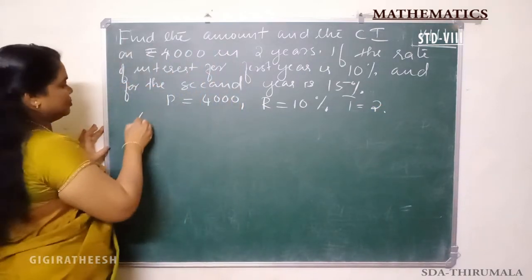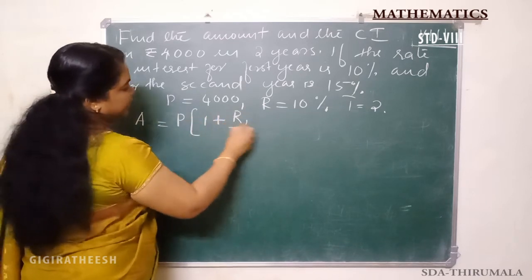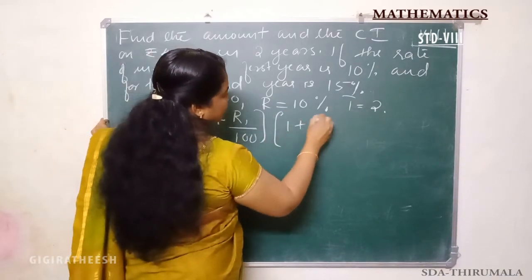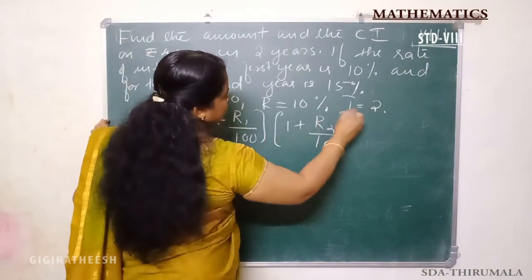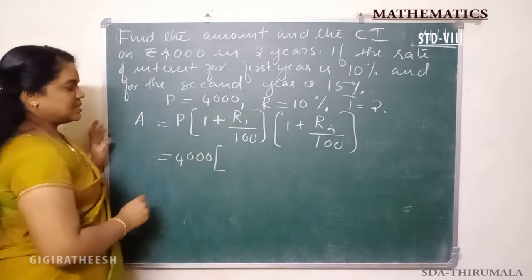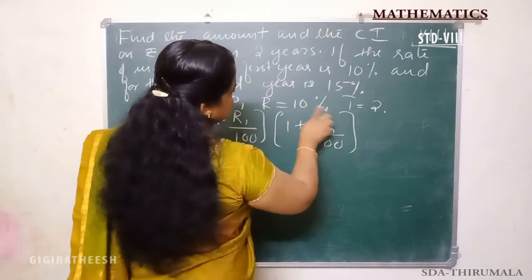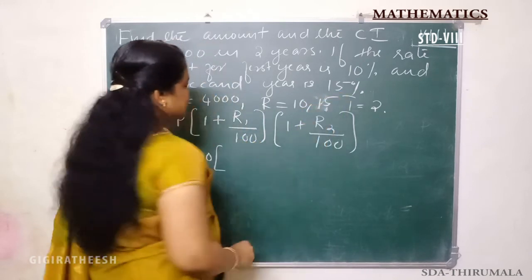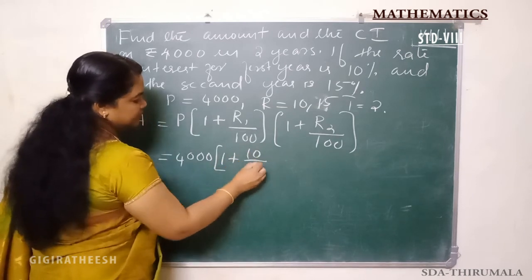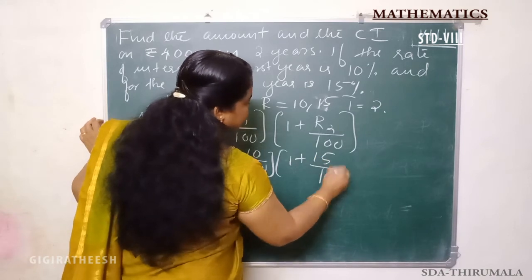The amount is equal to P into 1 plus R1 by 100 into 1 plus R2 by 100, that is for 2 years. P is equal to 4,000 into 1 plus R1 by 100. Here the first rate of interest is 10 and the second one is 15. That is 1 plus 10 by 100 and 1 plus 15 by 100.